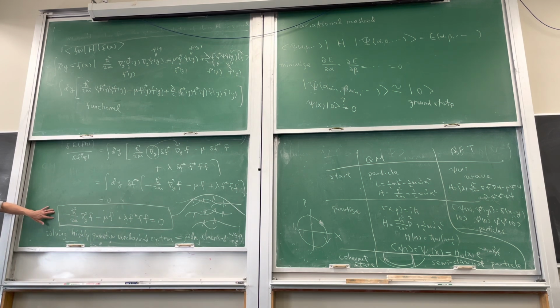So now what we'd like to do next is just go ahead and solve this equation to find out what the ground state of this interacting system of the cold gas may be.